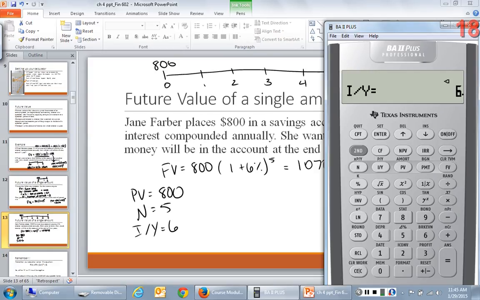So now we're ready to determine what the future value is. So we compute the future value. Again, compute is in the upper left-hand corner. Compute and future value. One interesting thing here to note is that it gives you a negative number. We'll discuss that in just a moment.